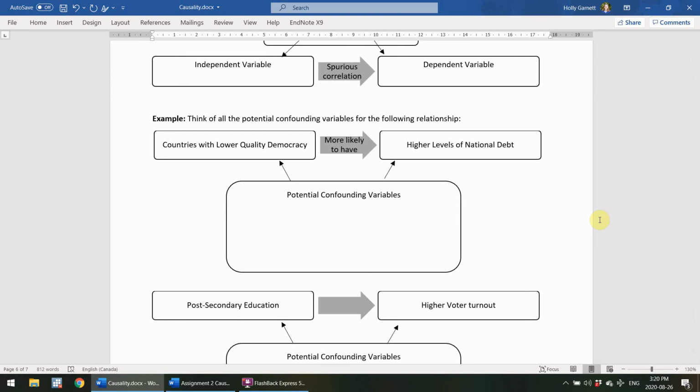So let's use an example from something we've been talking about in this class so far. I think that countries with lower quality democracy will be more likely to have higher levels of national debt. And I could make a hypothesis about that, you know, if you have poor governance, that might lead to poor management of finances. So it's a good hypothesis to make, but I always need to think in the back of my mind, what are the potential confounding variables?